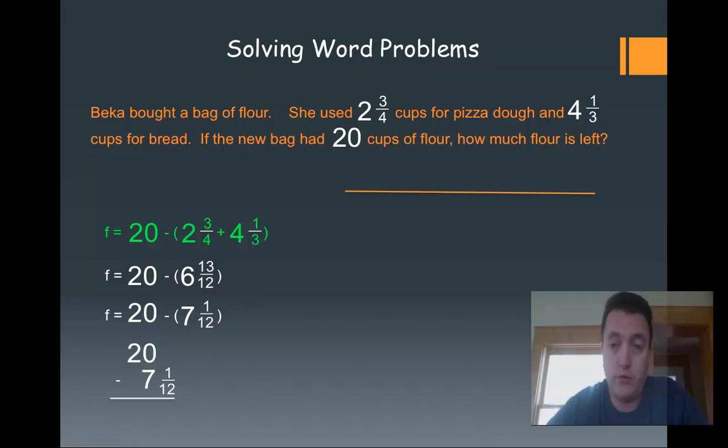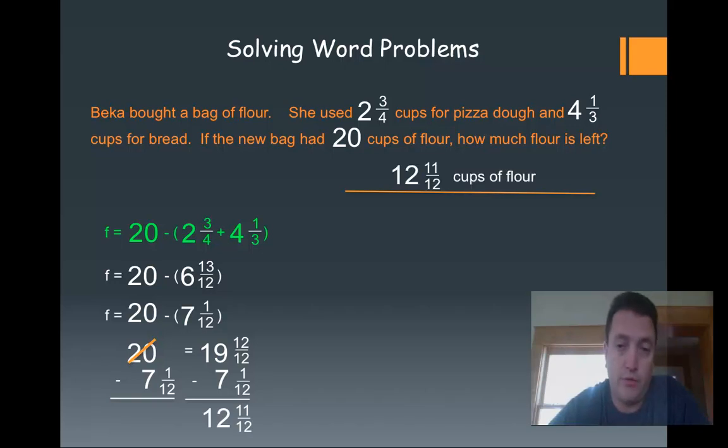Now I'm going to stack these. I prefer to look at them this way. It's easier for me. It works better in my mind. I look right here, 20, and I have nothing over here to subtract the 1/12 from. So I'm going to need to borrow from the 20. That's going to give me 19 12/12. I can put the original subtraction problem underneath it, subtract my fractions first. I get 11 twelfths, 12 and 11/12. That's what I come up with. 12 and 11/12 cups of flour is what I come up with.